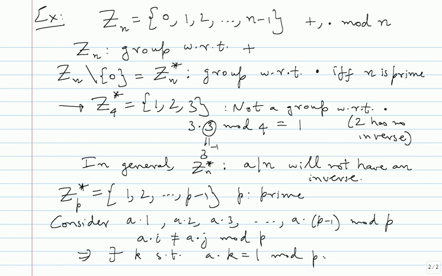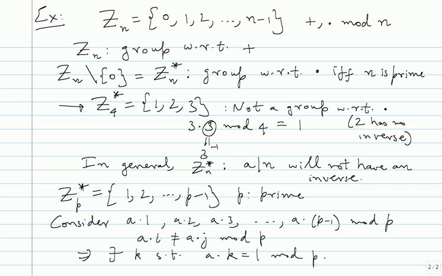So you see, the only property I used for P is what? When P divides the product of two numbers, it'll have to divide one of the two. Okay, so that's the construction that gave me the inverse. So that shows that Z_p star will be a group with respect to multiplication modulo P. You can see several examples and convince yourself.